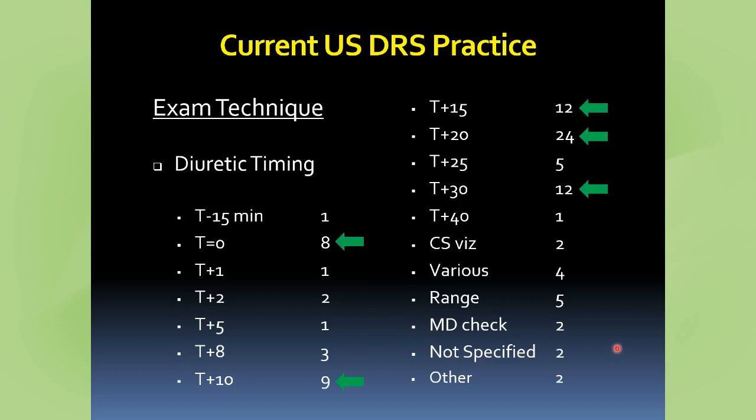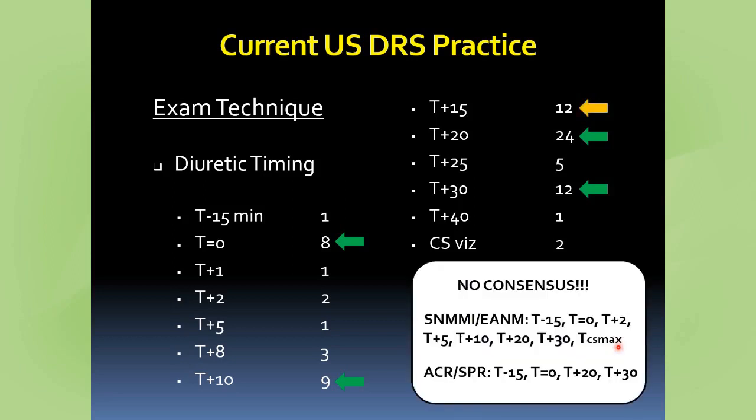You can see here the most common ones are a T of 0, giving the Lasix at the same time as your radiopharmaceutical, T plus 10, T plus 15, T plus 20, and then T plus 30. So there's a good spread. But there's still a wide range of others in there where people are giving it at 2 minutes, 5 minutes, collecting system visualization. When the MD says, go ahead and give it, some don't specify.